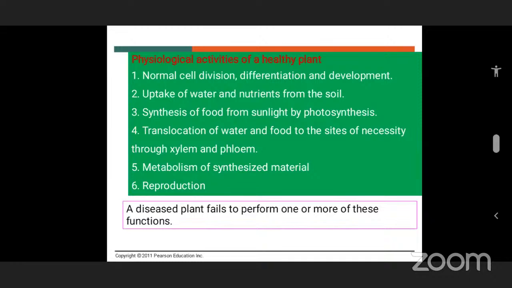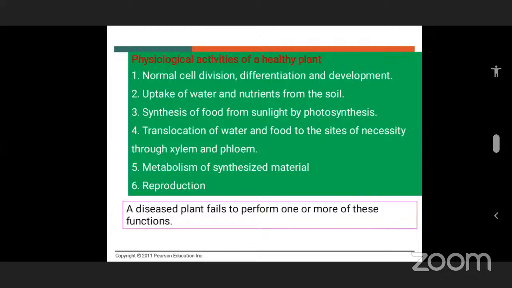So, two physiological activities are completed. The third one is the synthesis of the food materials from the sunlight by photosynthesis. It is also one of the physiological activities. The fourth one is the translocation of water and also food to the sites of necessity through the xylem and phloem. The fifth one is the metabolism of the synthesized material, and the final one is reproduction. So all of these 6 points are related to the physiological activities in the healthy plant.